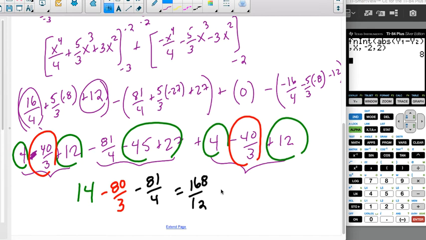And again, this is not super fun. It's a little bit tedious. This needs to be multiplied by 4 over 4. So that's 320 over 12, right? And this needs to be multiplied. Why am I getting such a big negative answer? That shouldn't be negative. Hold on.